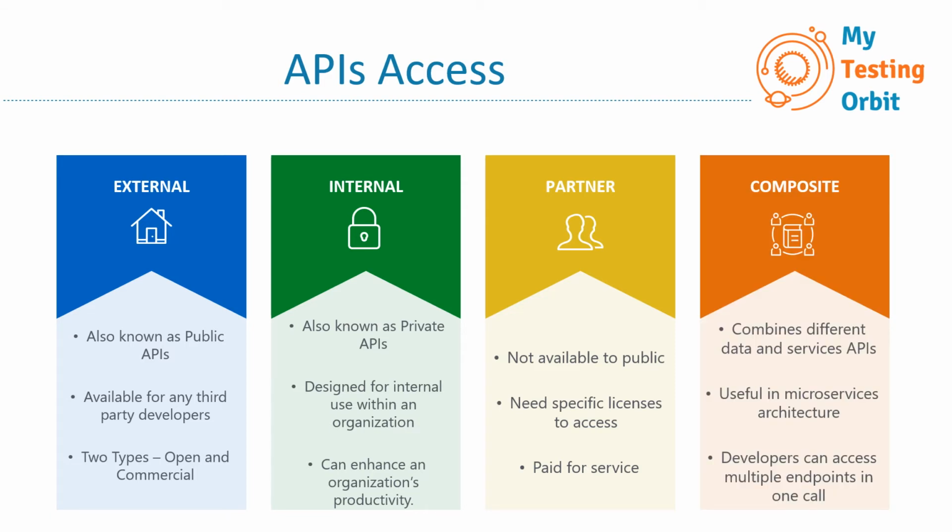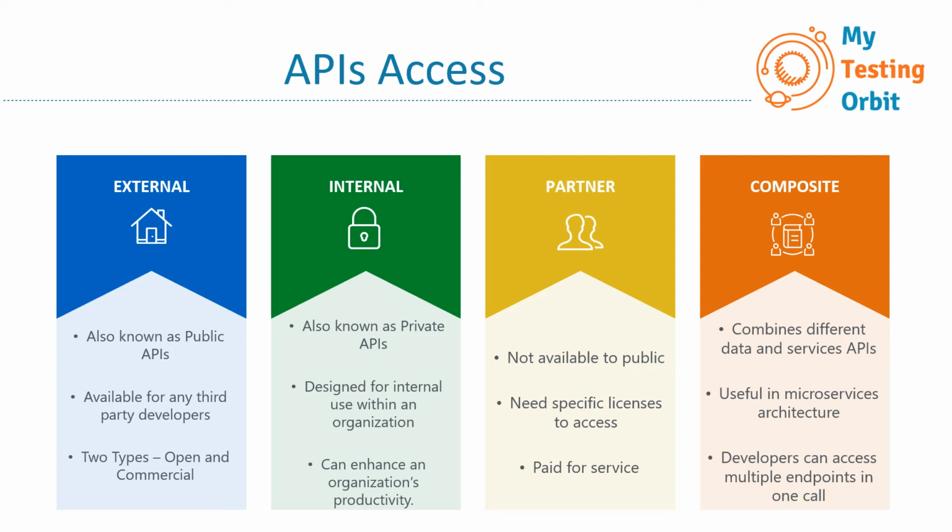The last one is composite APIs. Composite APIs combine different data and services APIs. It's useful in microservices architecture, which means where you need information from several services to perform a single task. So I hope that you already have an idea of what is the difference between a microservice and a monolithic architecture. If not, then I will just briefly touch base on that area as well.